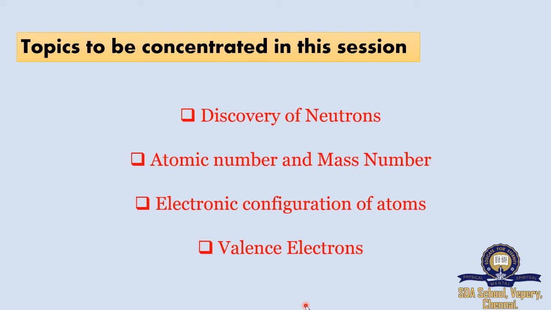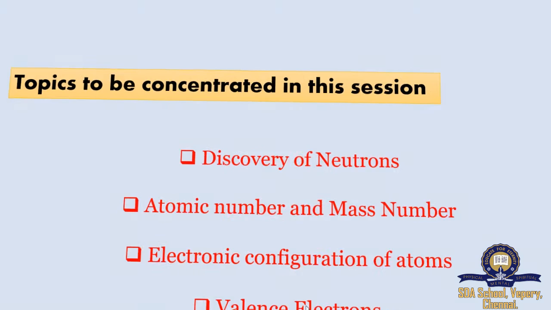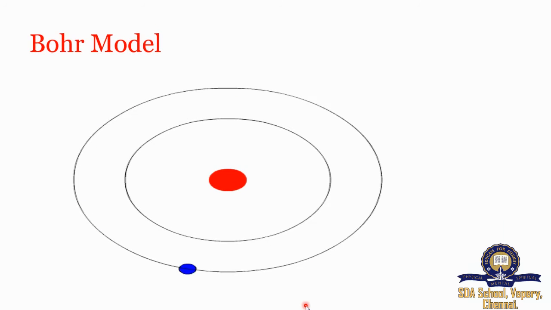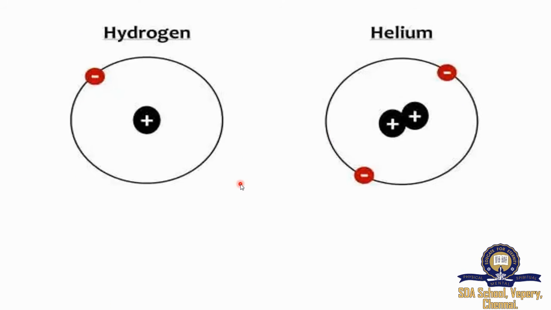In the last class we saw two atomic models: the Rutherford atomic model and the Bohr atomic model. According to the atomic model, the entire mass of an atom is concentrated in the nucleus. So this is the nucleus, right? Because the mass of an electron is negligible as compared to the mass of a proton, the entire mass of the atom is present inside the nucleus, as the protons are present inside the nucleus of an atom. So scientists took two nuclei, a hydrogen nucleus and a helium nucleus.